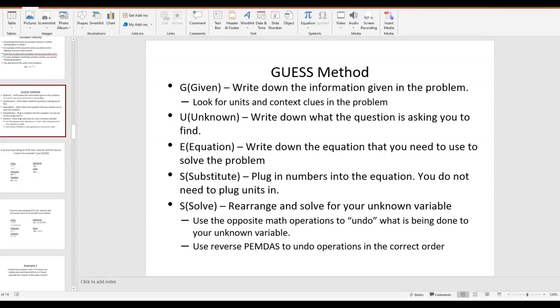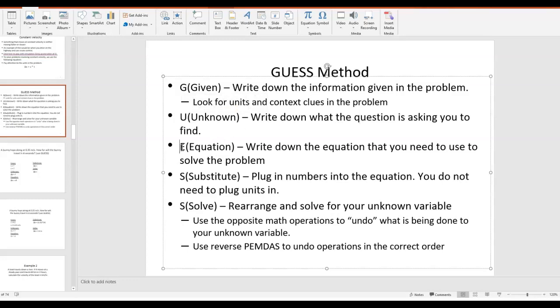The GUESS method for solving problems is basically a way of breaking down a problem and making it easy to work through. Here's how you use GUESS. The G stands for given. That basically means you look at the problem, you underline or highlight, and you write down the information given to you in the problem. The way you do that, we saw before: look at units, look at context clues in the problem. Identify what's given. Then identify the unknown, that's the U. Write down what the question is asking you to find.